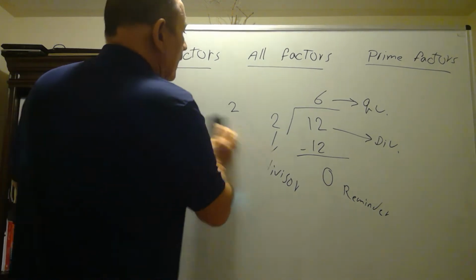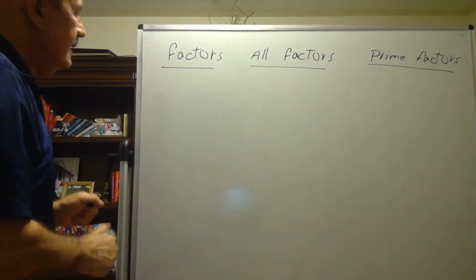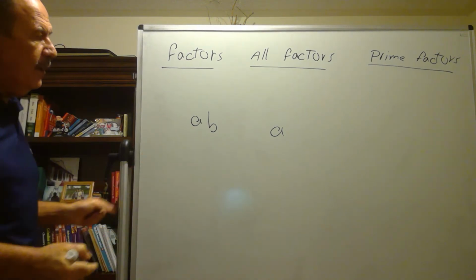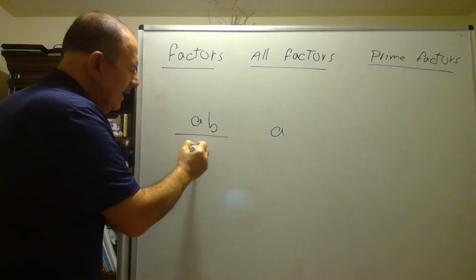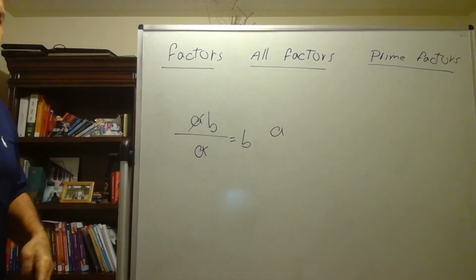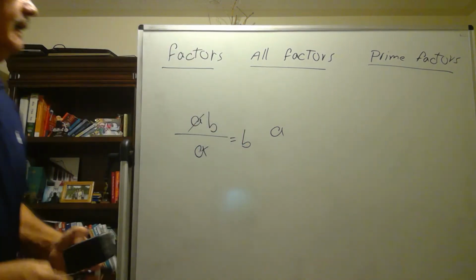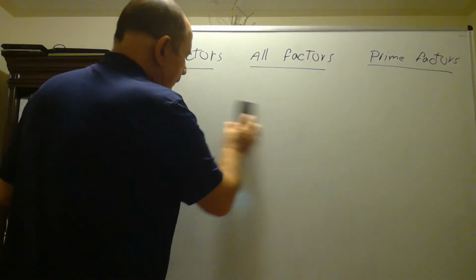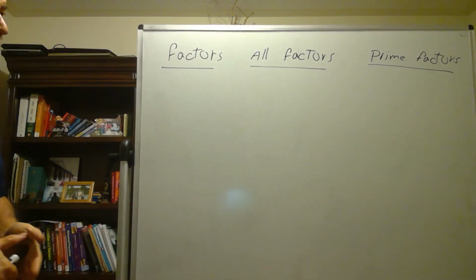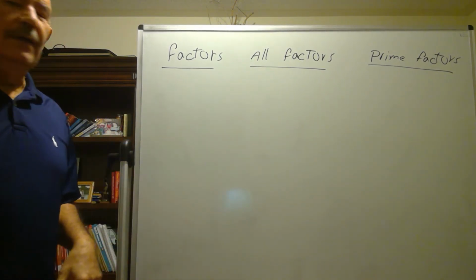Now, if we use variables, as an example, a, b. A is one factor of ab, because if we divide ab by a, these two a's cancel, the answer is b, and the remainder is going to be 0. We will talk about this one in the next videos. Okay, so this is all about the definition of the factor. Factors of a number are all divisors with 0 remainder.